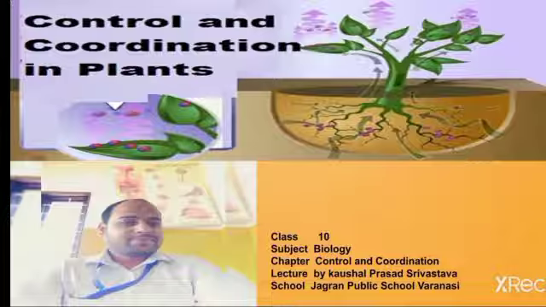Today I am going to explain control and coordination in plants. In my previous video we talked about animal control and coordination: how exactly in animals we are able to see control and coordination, reflex action and neuron, and how the nerve impulse is carried. Have you ever wondered how exactly plants are able to respond to stimulus?